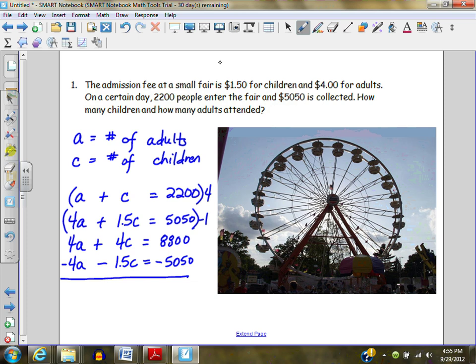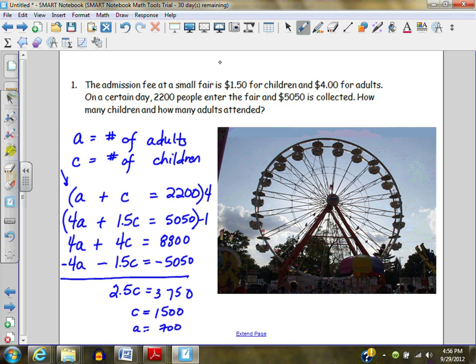So 4a minus 4a is nothing. 4c minus 1.5c, I can do that easily. It's 2.5c. And then 8,800 minus 5,050 is going to be 3,750. And then I am picking up a calculator, I confess, taking 3,750 divided by 2.5, and I get that C is equal to 1,500. So if there are 1,500 students or children, then there must be 700 adults.